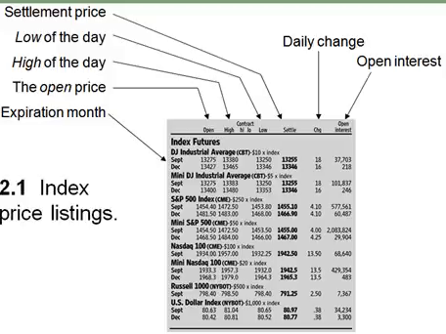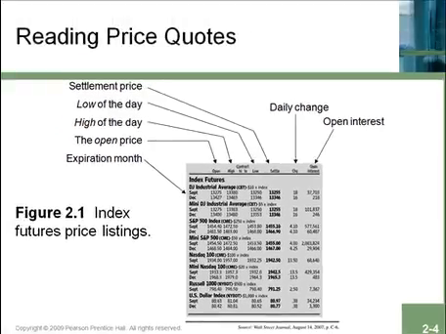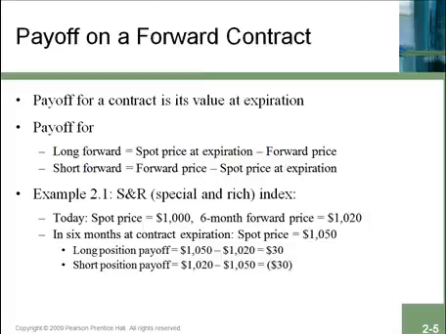It means that the settle price is 18 higher today than it was yesterday. The final column, open interest, represents the total number of contracts that are outstanding at that given point in time. Alright, now we want to look specifically at how these contracts pay off. That's going to depend on whether you're in the long position or the short position for the forward contract. Let's talk about those in a little bit more detail now.